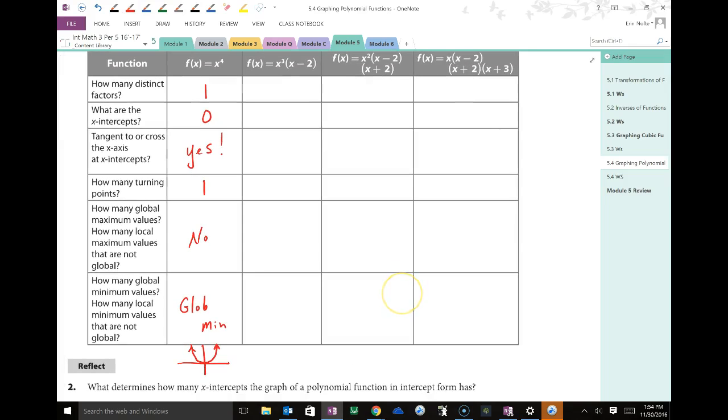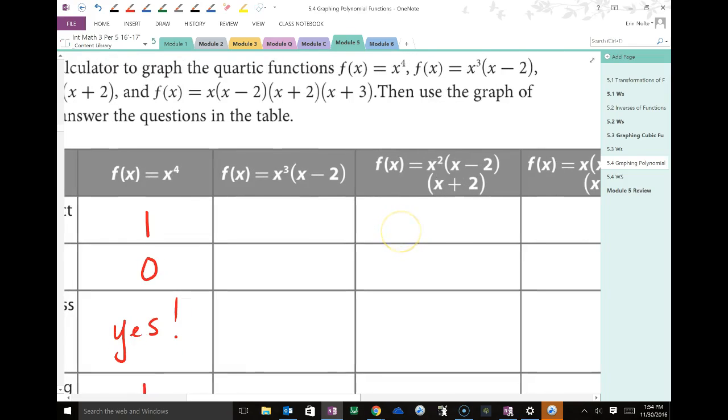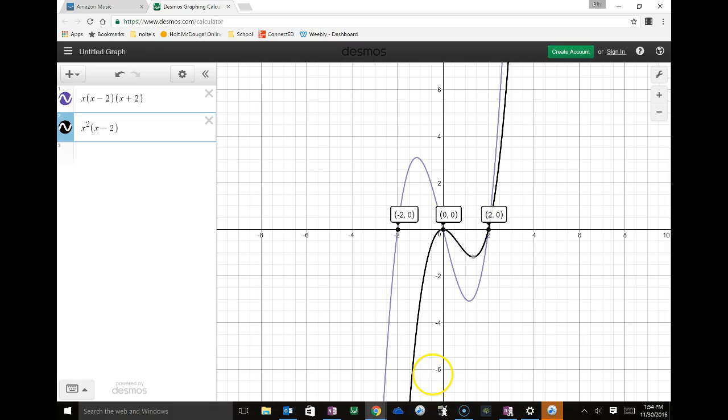Alright, what about this function right here? X cubed times x minus 2. Anybody want to dare to venture what that might look like? It's two parabolas. No, it's just making it bigger, like the one we already saw. It's a John Travolta to the right. That is my final answer. Okay, let's see what it is.